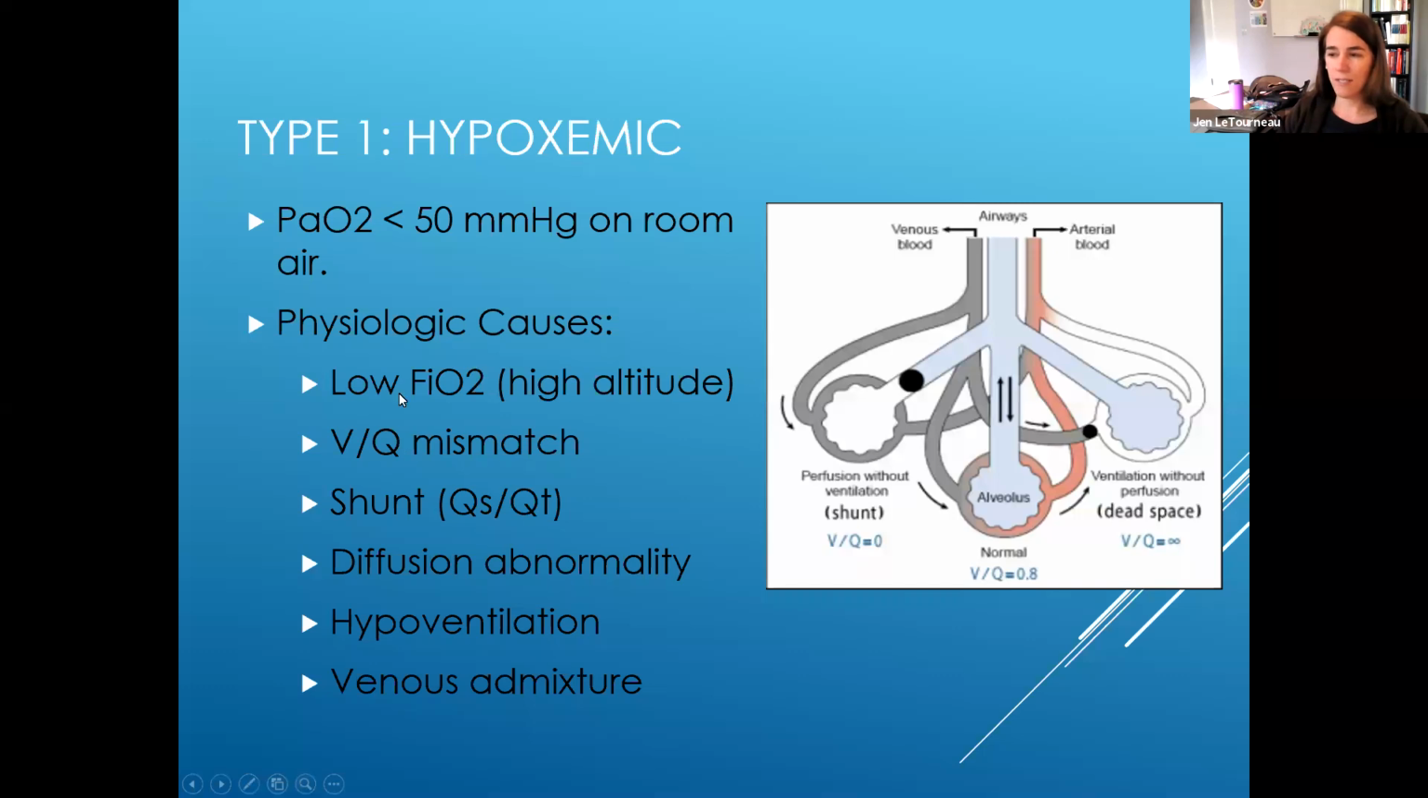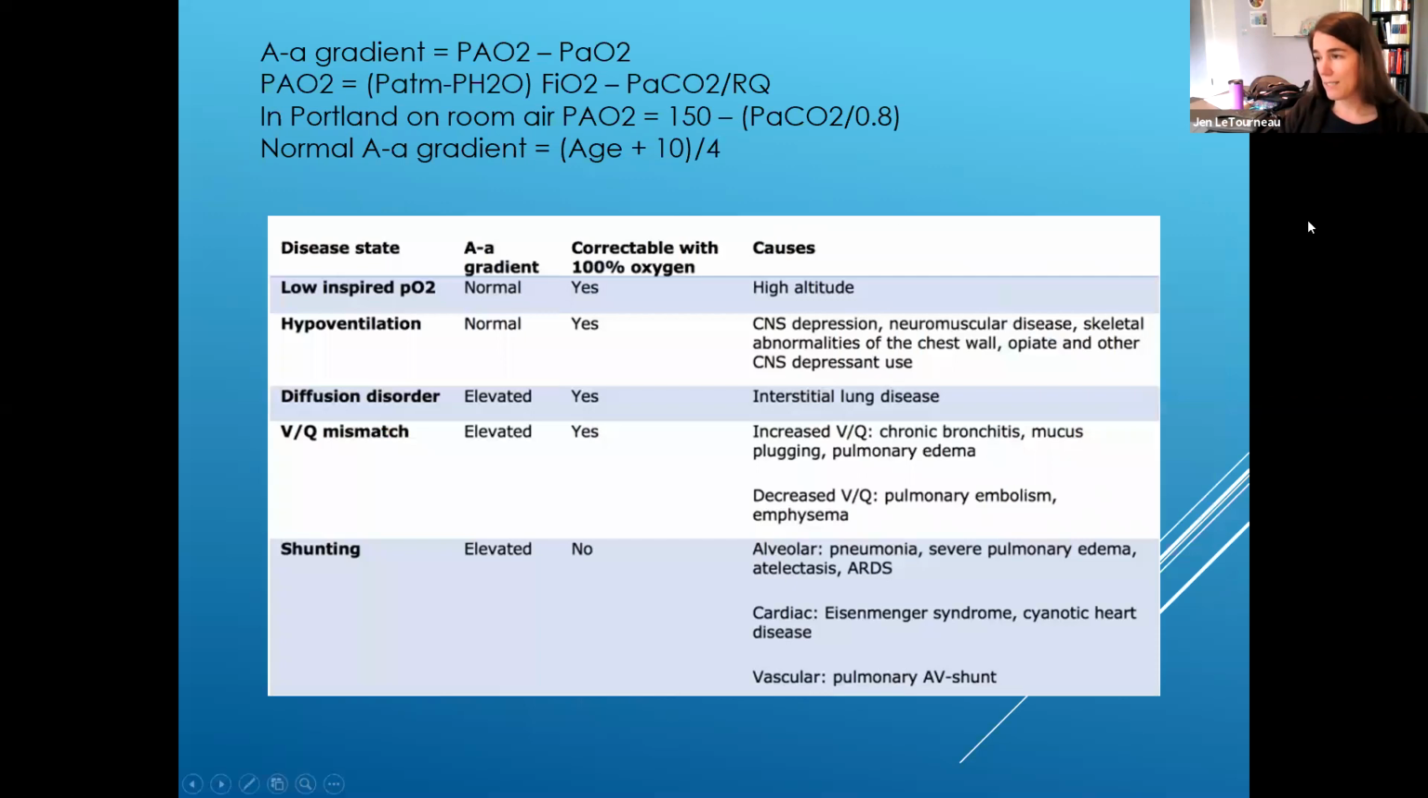Okay, so the physiologic causes listed here, there are only a few that you're ever going to see. So the venous admixture, very rare that that's actually an issue that we're ever going to diagnose. So let's look at these causes. Now, when you're trying to sort these out, obviously low inspired PO2 is really not going to be an issue that we have to worry about, right? Because that's occurring at high altitude.